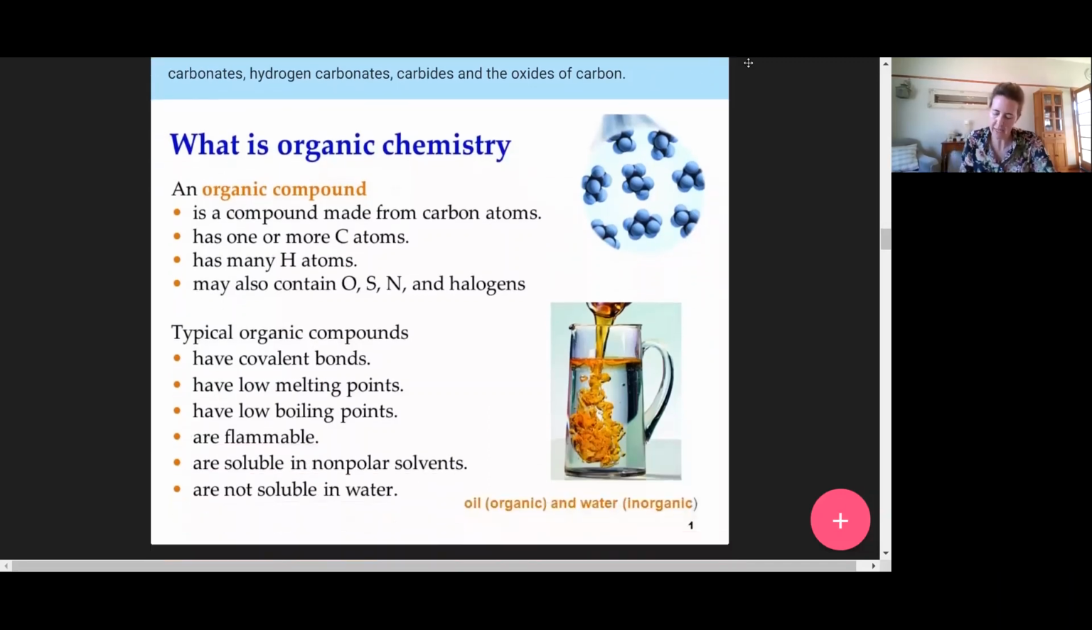So let's go through this quickly. An organic compound is made from carbon atoms. It can have 1 or more carbon atoms. There are also many hydrogen atoms bonded to that carbon, and it may also contain oxygen, sulfur, nitrogen, and halogens bonded onto the carbon chain. Typical organic compounds have covalent bonds, as I've explained to you just now. They have low melting points and boiling points. They are generally flammable, as you've seen in that GIF. They are soluble in non-polar solvents because they are themselves non-polar, and therefore they are not soluble in polar water.